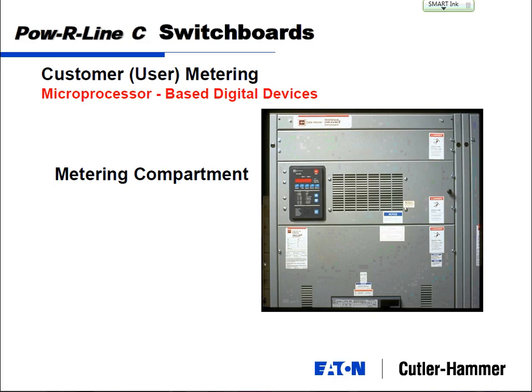Here you go. So what most folks do now is they put on their own metering called customer or user metering. And in the same switchboard above the main breaker, we'll make about a 15-inch high compartment with the customer's metering equipment behind some kind of hinged door.